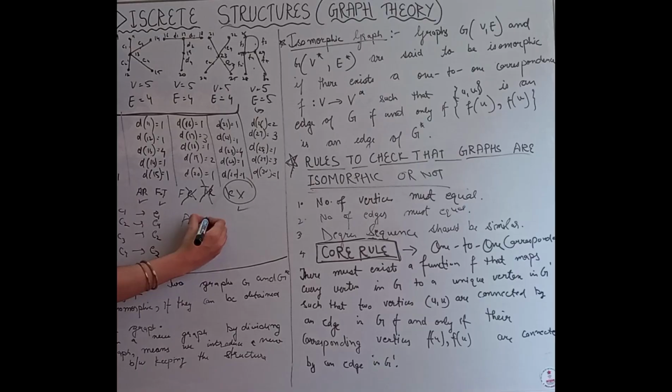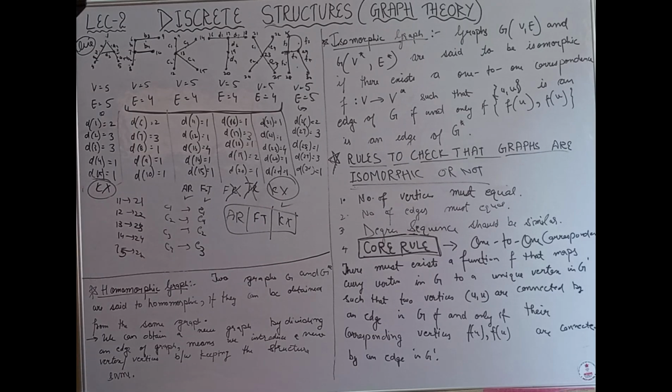So the A and R, F and T, and K and X pairs are isomorphic from these 6 graphs. In this way you have to attempt the question in the exam. First of all, find the number of vertices, then edges, then degree sequence, then find the possible pairs which can be isomorphic, and check isomorphism for those. If the question is high weightage, you can check all the possible pairs. Most of the students do not write by this method and they do not get full marks in the exams. So to get full marks, you have to attempt it in this manner.